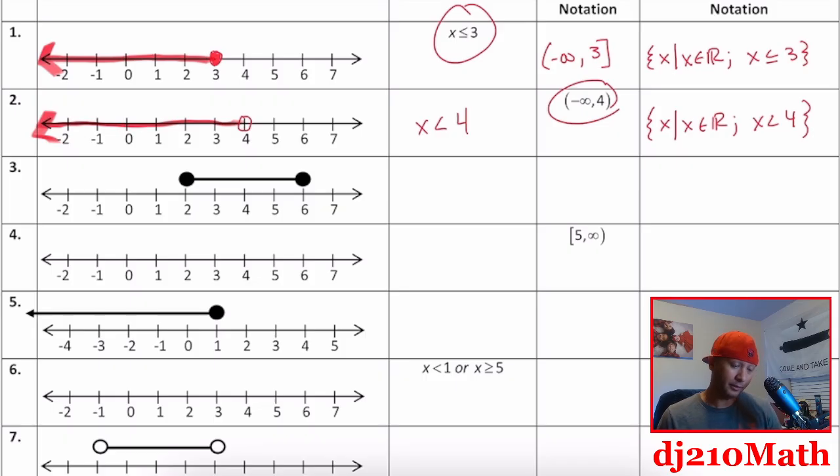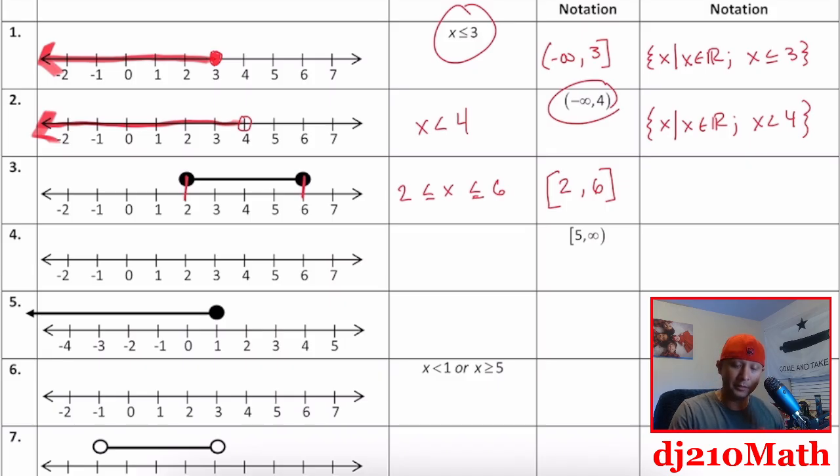So here we're given the graph. Closed circles at 2 and 6. So x is everything in between positive 2 and positive 6. We know x is in between, so less than or equal to, less than or equal to. Okay, for the interval, we're between 2 and 6, and we include 2 and 6.